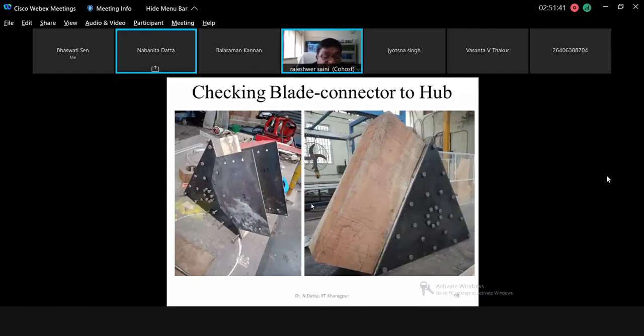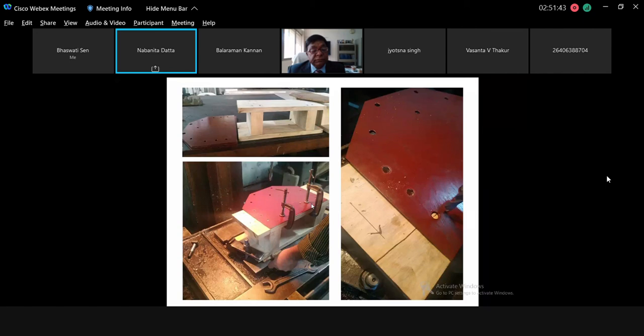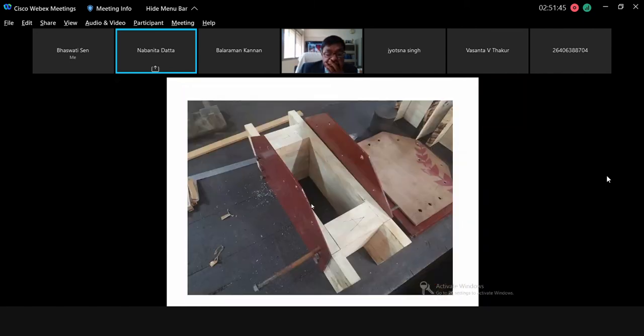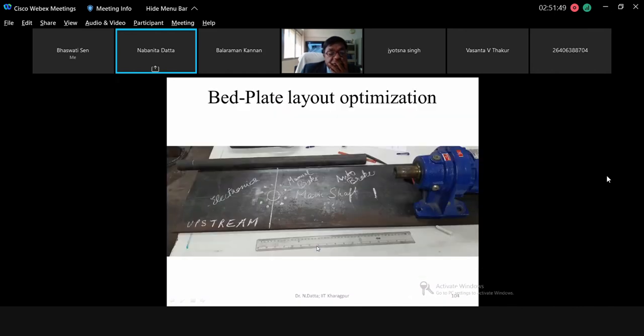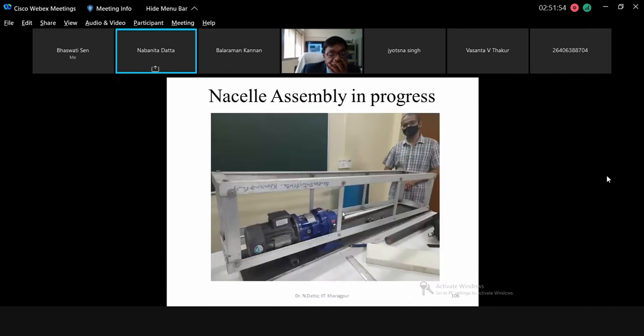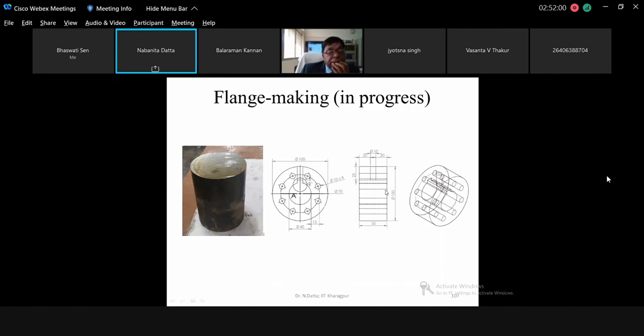Thank you. So the parts of the blade were made like this. The parts of the hub were made like these. These were connectors, and this is the main bed plate that you see. The bed plate assembly is now going to begin, because we are now getting the components of the drivetrain. So this is the nacelle. As you can see, the nacelle is getting assembled, and the flange making is now in progress.